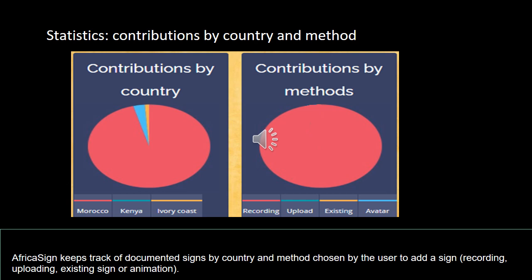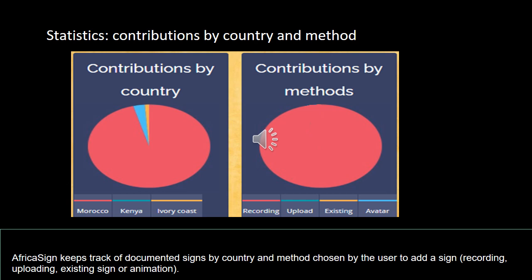AfricaSign can keep track of the documented signs by country and also the input mode that is used to document the sign by the user, whether the user used the method of videotaping, uploading a video from their device, using an existing sign, or describing the sign by animating the avatar.